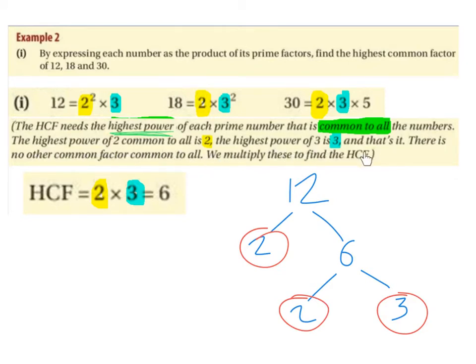We multiply these to find the HCF. So 2 times 3 is 6. So the highest common factor of 12, 18 and 30 is 6.